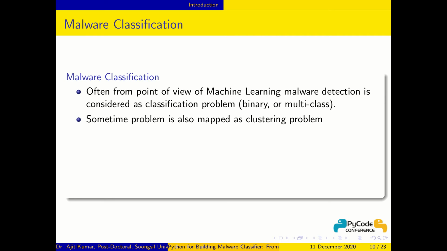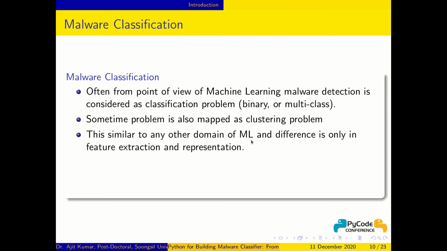So these are binary or multi-class. If we have labels, like I know this sample is malware and this sample is benign, then that is classification. If we don't know, and we just have thousands of samples and want to group them, then we can cluster them.